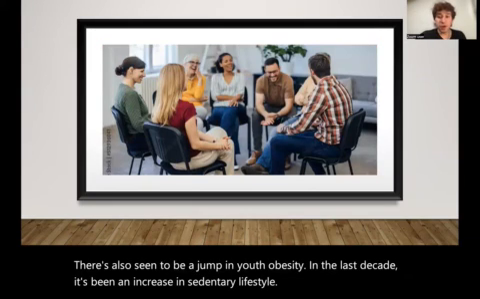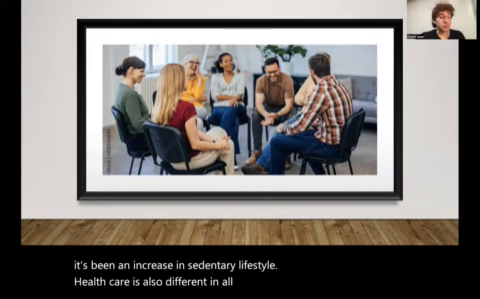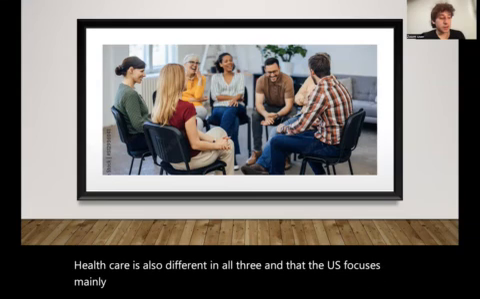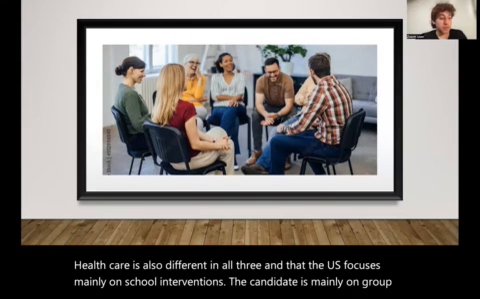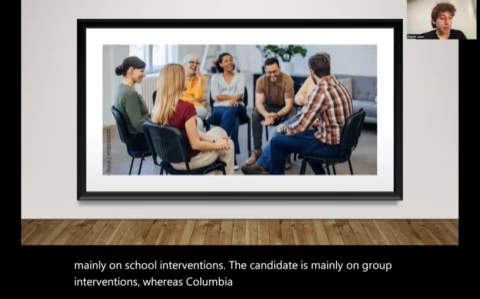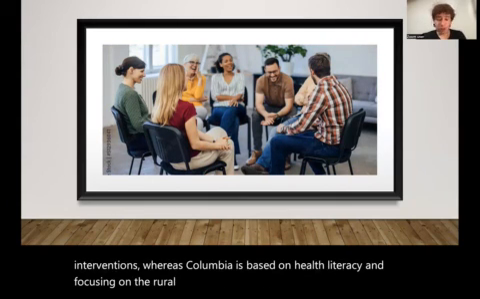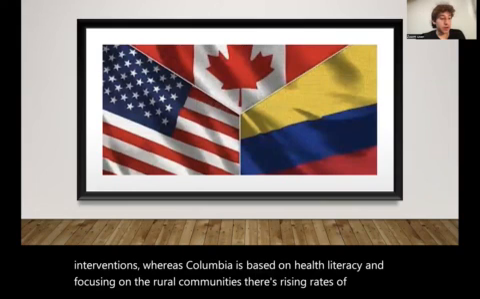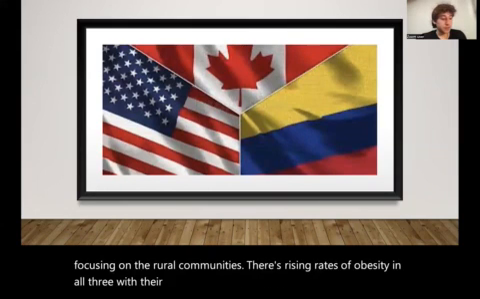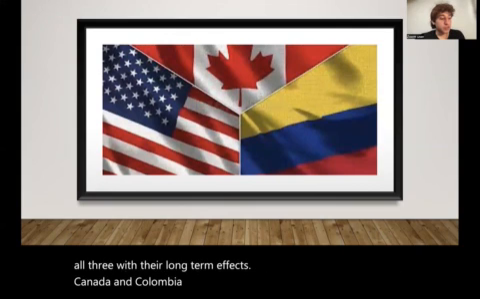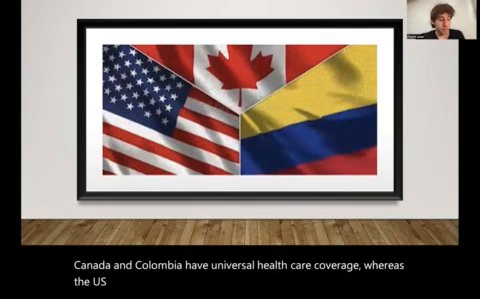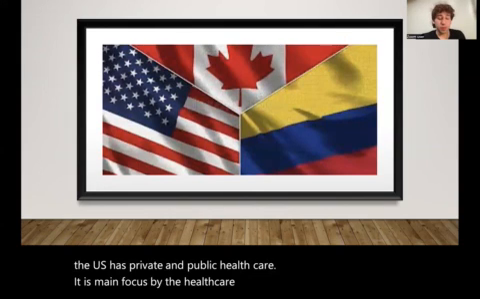Healthcare is also different in all three in that the US focuses mainly on school interventions, Canada is mainly on group interventions, whereas Colombia is based on health literacy and focusing on the rural communities. There are rising rates of obesity in all three with their long-term effects. Canada and Colombia have universal healthcare coverage, whereas the US has private and public healthcare. It is the main focus of the healthcare system and the government to lower the rates of obesity.